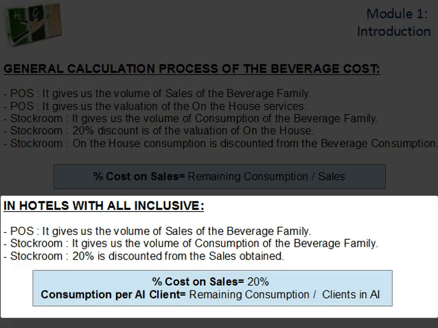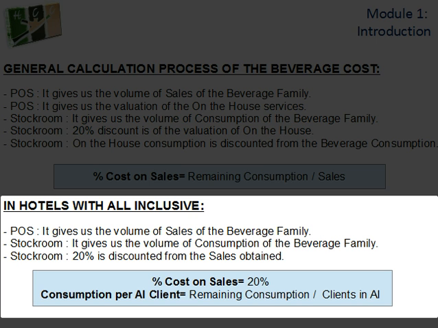In the case of hotels which offer all-inclusive board bases as well as other board bases, for which they share service articles, for example, a soft drink is a sale article as well as being included in the all-inclusive bases, the general calculation system is to apply a fixed cost to the volume of sales provided by the POS, which is discounted from the total beverage consumption, leaving the rest of the consumption as that of the all-inclusive guests.